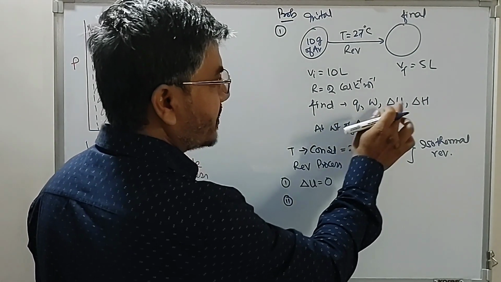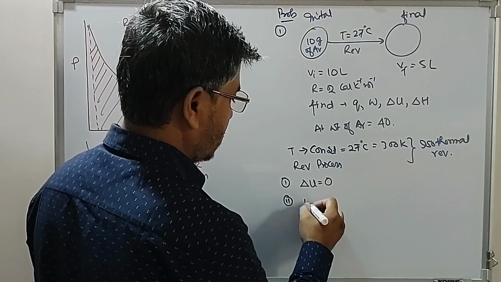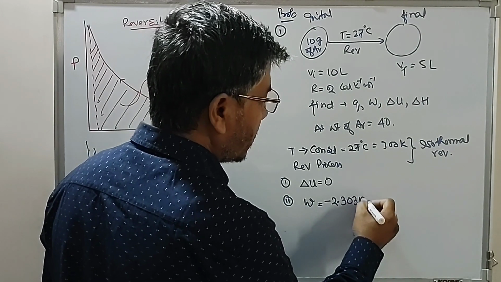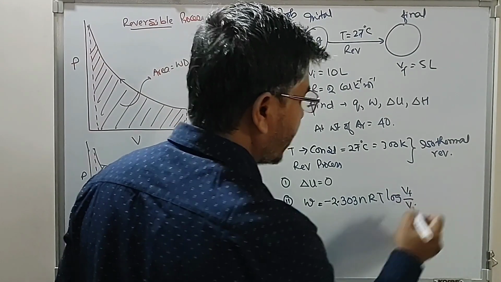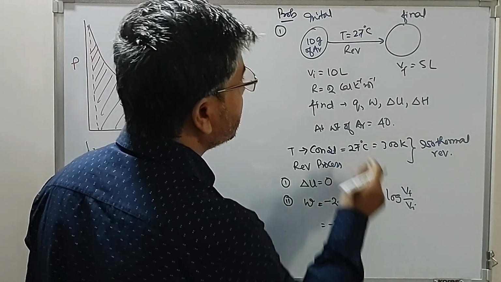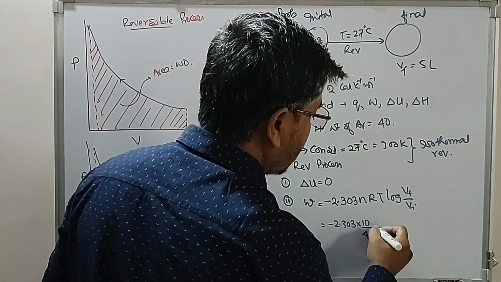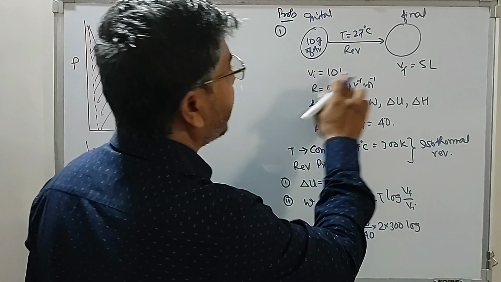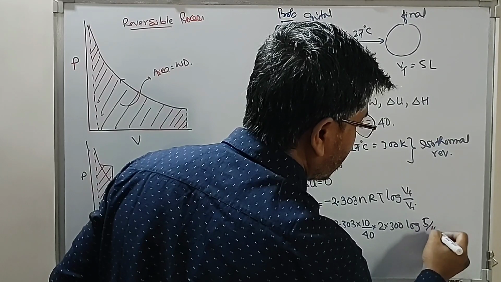Now look at this. We have this expression for work done. So work done is minus 2.303 nRT log Vf by Vi. So we have minus 2.303 n. Number of moles is mass by molar mass. So we have 10 by 40. Molar mass is given as 40. R is given as 2. Temperature is 300. Logarithm of V final, V final is given as 5, V initial is given as 10. So we have 5 by 10.